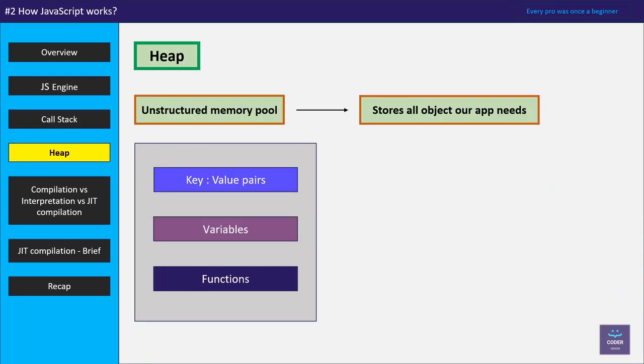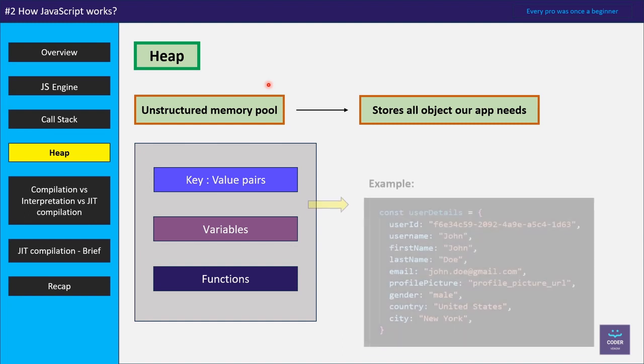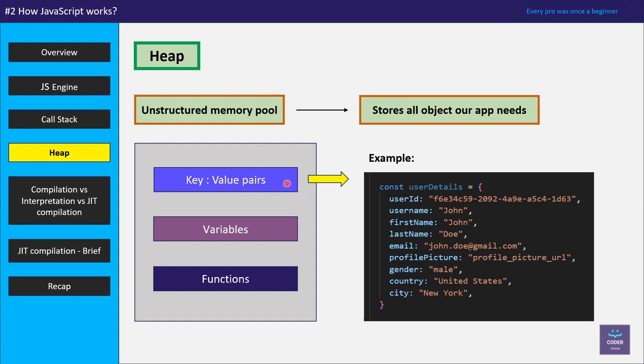Now the second important component of our JavaScript engine is called the heap. It's a storage. It will store the data that our application needs. It doesn't have any fixed size. The JavaScript engine will allocate the size according to our requirement. This heap will contain key-value pairs, variables, and functions. Here key-value pairs basically means JSON. You will learn this a little later.